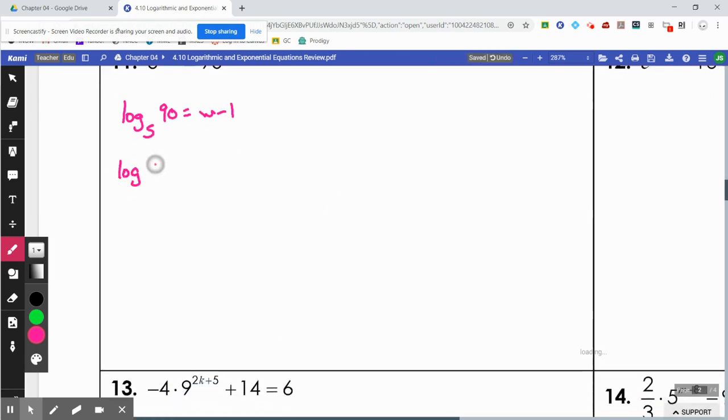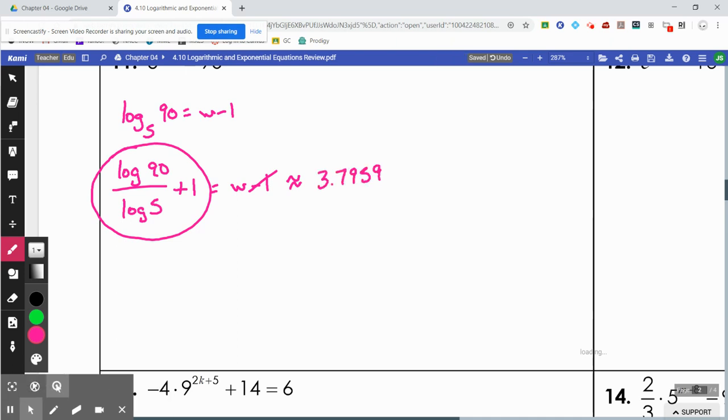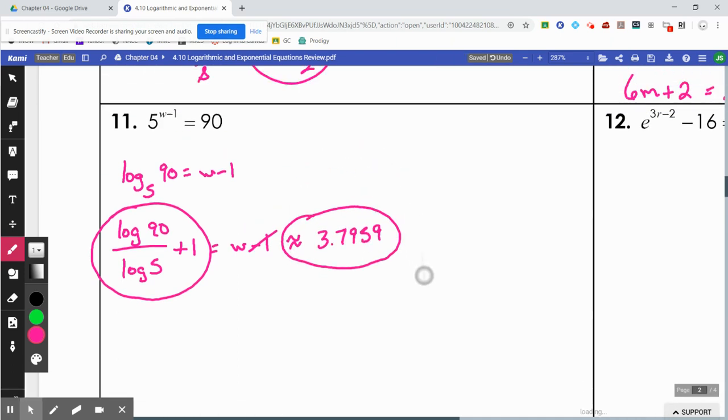Rewrite that as the log of 90, your change of base formula, over log of 5, so you can type it into your calculator, equals w minus 1. Then simply move minus 1 over by adding 1. That's the exact answer, or you can type it into your calculator and you're going to get approximately 3.7959.